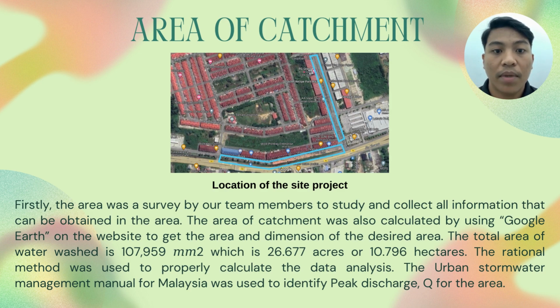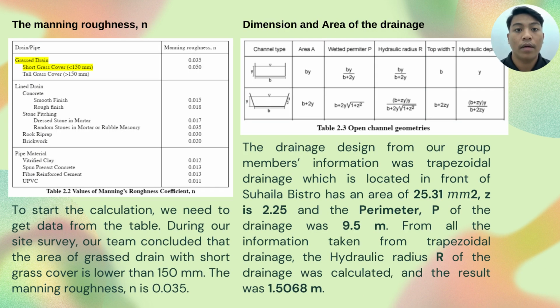The Urban Stormwater Management Manual for Malaysia was used to identify the peak discharge Q for the area. The first part of the calculation is the Manning roughness. To start the calculation, we need to get data from the table. During our site survey, our team concluded that the area is a grass drain with short grass cover lower than 150 mm. The Manning roughness n is 0.035.